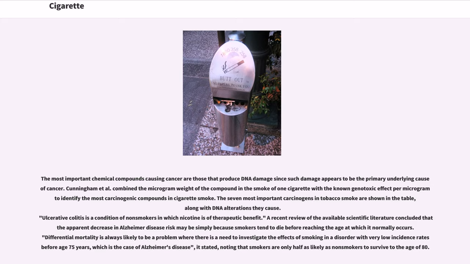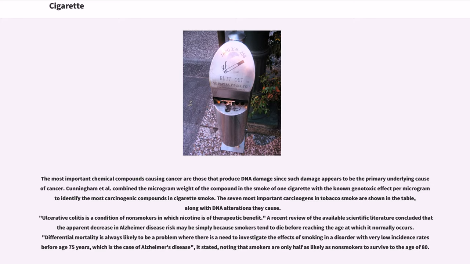Cunningham et al. combine the microgram weight of the compound in the smoke of one cigarette with the known genotoxic effect per microgram to identify the most carcinogenic compounds in cigarette smoke. The seven most important carcinogens in tobacco smoke are shown in the table, along with DNA alterations they cause. Ulcerative colitis is a condition of non-smokers in which nicotine is of therapeutic benefit. A recent review of the available scientific literature concluded that the apparent decrease in Alzheimer's disease risk may be simply because smokers tend to die before reaching the age at which it normally occurs.